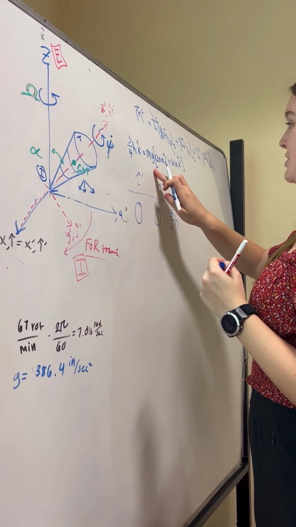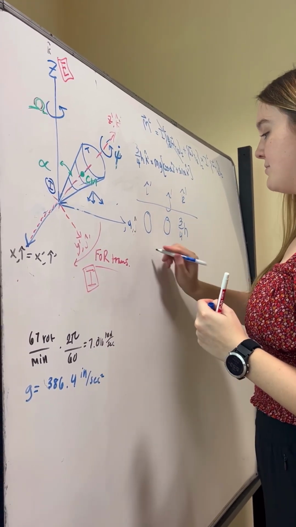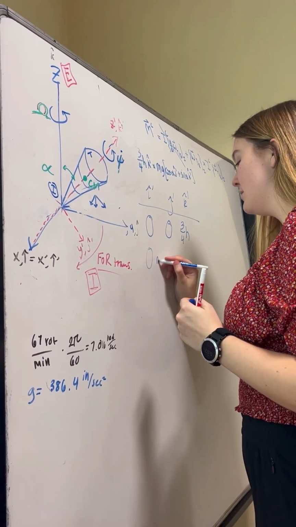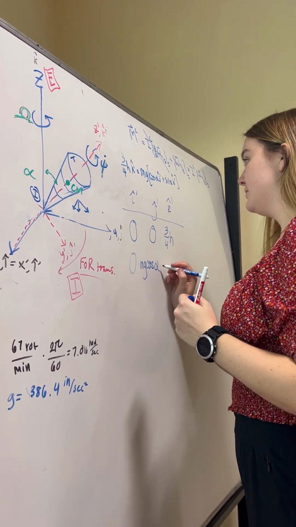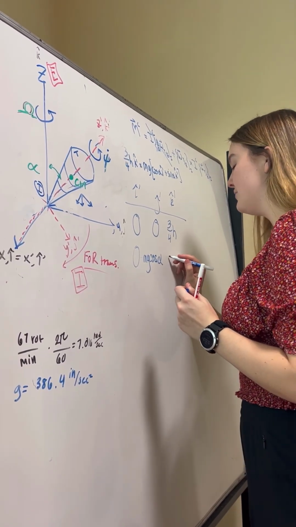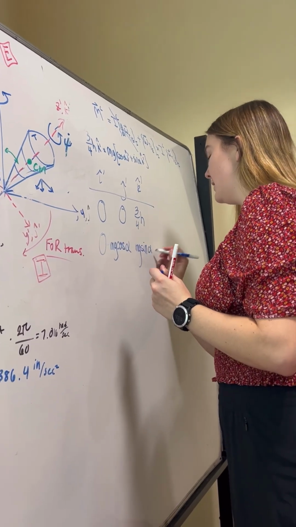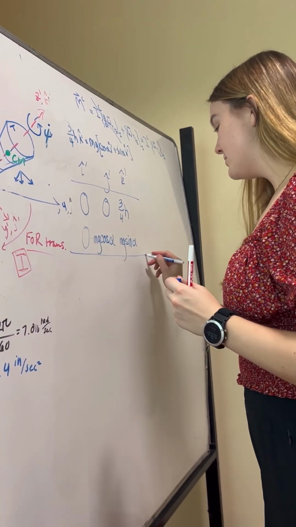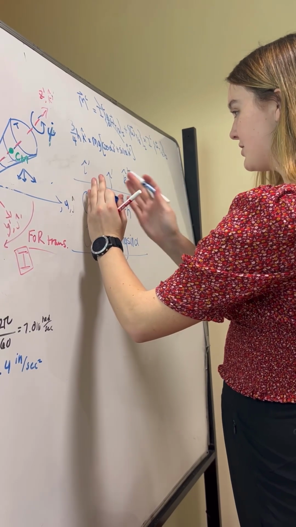So this mg, I'm going to distribute it. So it's going to be 0 in the I hat, mg cosine alpha in the j hat prime direction, and then we're also going to have mg sine alpha in the k hat direction. So to do this, nothing in this direction, so we're going to start with I.